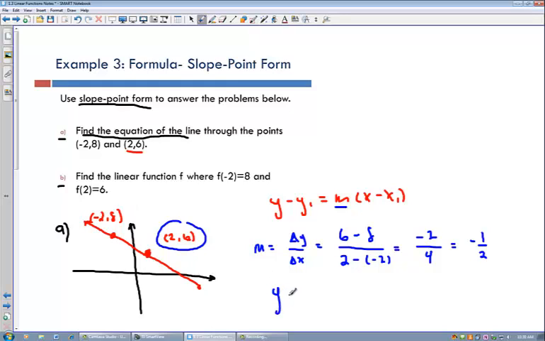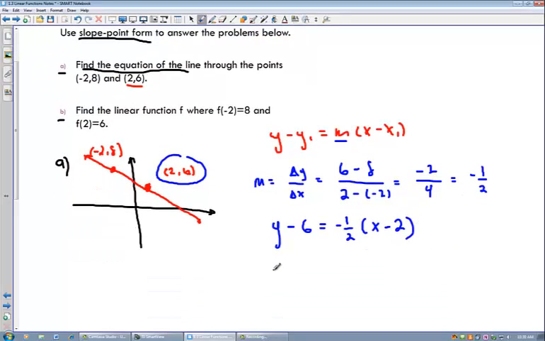And so then I can plug in y minus, and I'll choose this for my point, so y sub 1 will be the number 6, equals negative 1/2 is my slope, so I plug that in for m. And then x minus my x sub 1 will be that number 2. And then I simply solve this equation for y. So I have y minus 6 equals, multiplied through by the negative 1/2, so negative 1/2 x. And then I have negative 1/2 times a negative 2, so that's going to be plus 1, because the 2's will cancel, and a negative times a negative is a positive. And then I'll add 6 to both sides, and I get my answer, y equals negative 1/2 x plus 7.